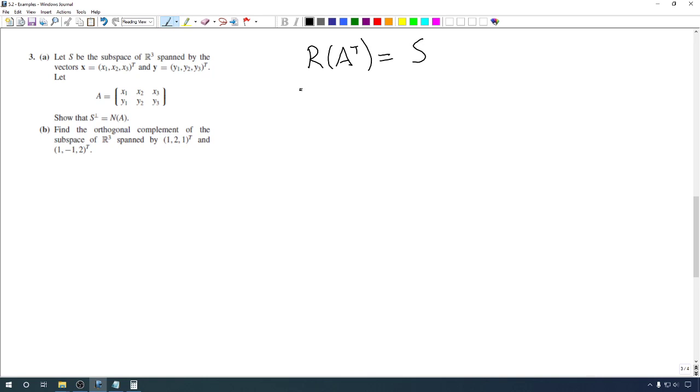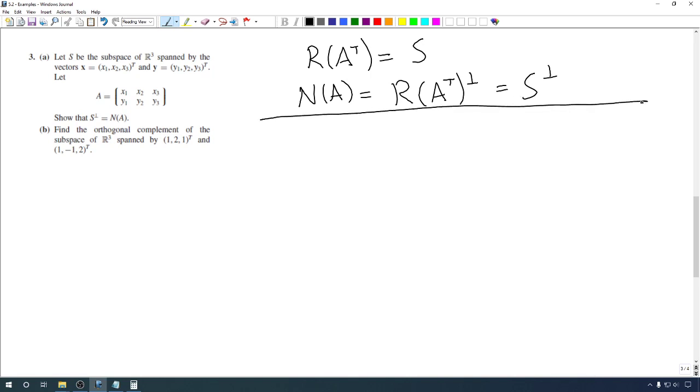And that means that the null space of A, which remember is the orthogonal complement of the row space, is then the orthogonal complement of S. That's actually all we need to do for A. Just use the fact that we know that the row space of A is S, and the null space is the orthogonal complement of that.